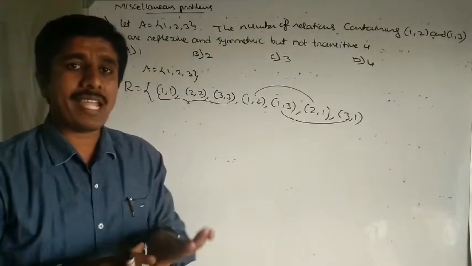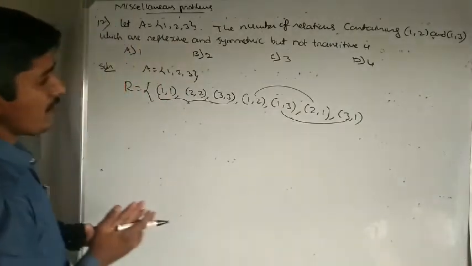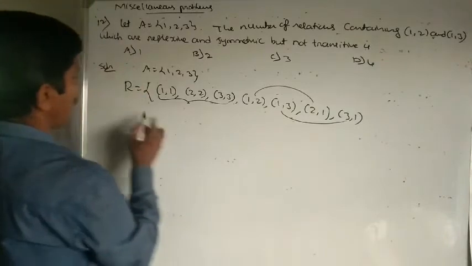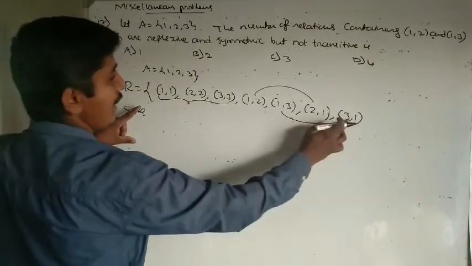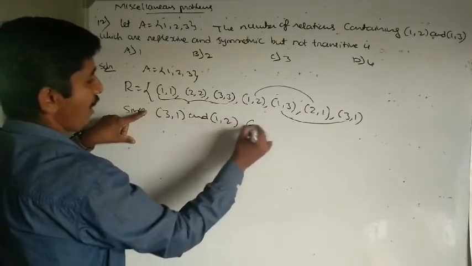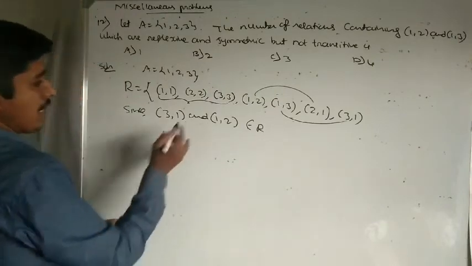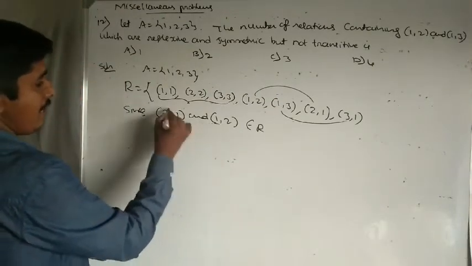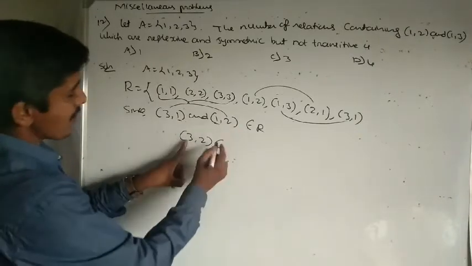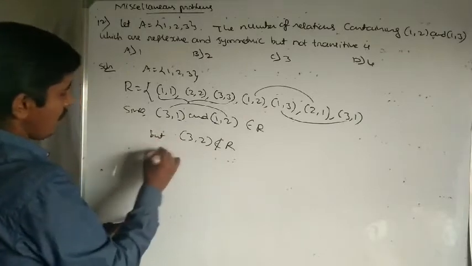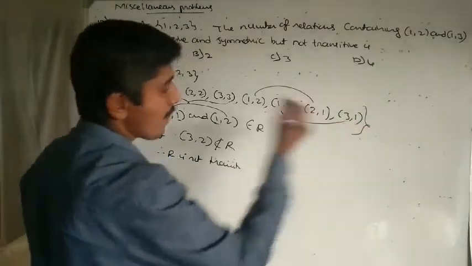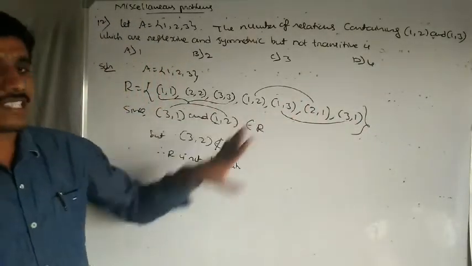Is it transitive? You have to take an example for not transitive. Suppose you take (3, 1) and (1, 2) belonging to R. Here the middle elements are equal. Then (3, 2) should belong to R for it to be transitive. Does it belong to R? (3, 2) does not belong to R. Therefore R is not transitive. So clearly it is reflexive and symmetric but not transitive.